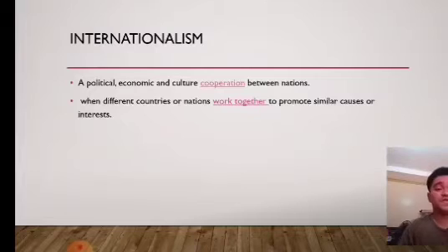Before we differentiate the terms, let me first define each term. First is internationalism. Internationalism or internationalization is a political, economic, and cultural cooperation between nations. Remember the word cooperation. It is when different countries or nations work together to promote similar causes or interests and have a common goal or objective.